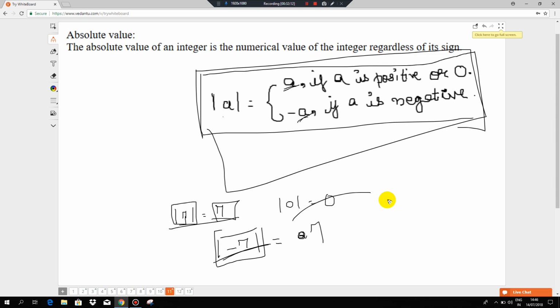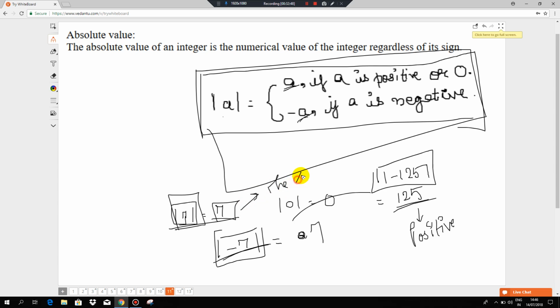For example, if I take minus 125, the value will be 125, which is positive. When a negative integer is inside the box, we get a positive value. When a positive integer is inside the box, we only get the same number. And here also the same number, but without any sign. Don't put a minus sign. Okay? Plus only it comes, right?